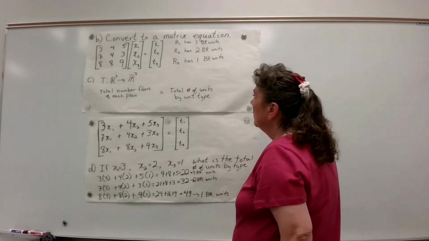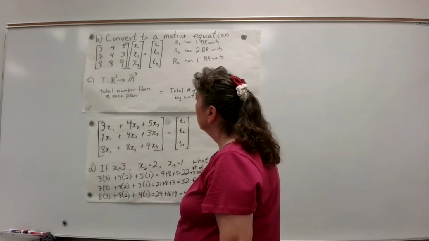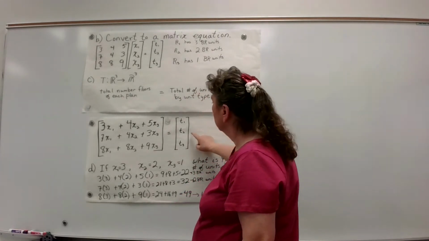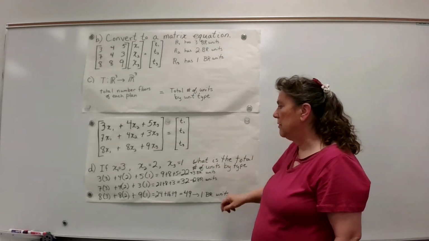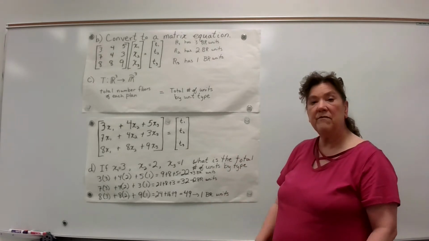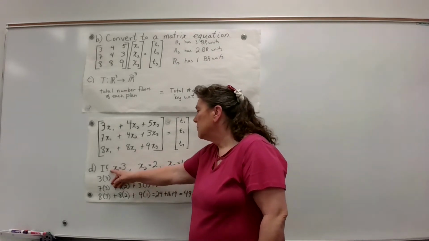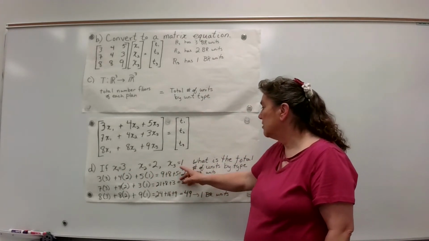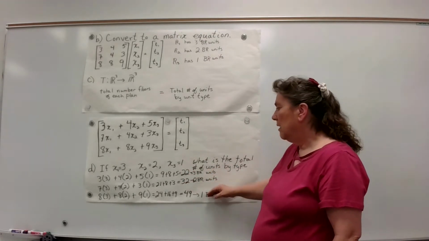And again, what's going on here? Row 1 is going to be your units for your 3-bedroom units. Row 2 is your 2-bedroom units, and row 3 is your 1-bedroom units. And now D says, what if we assigned a value for x1, x2, and x3? So that's what we did here. x1 is 3, x2 is 2, and x3 is 1. So what is the total number of units by type is what they're asking.